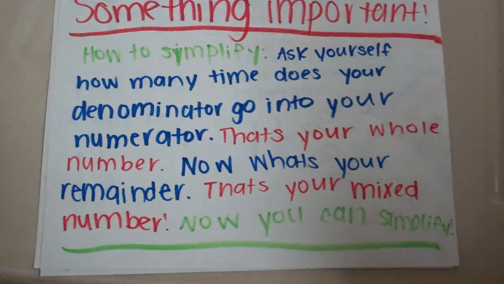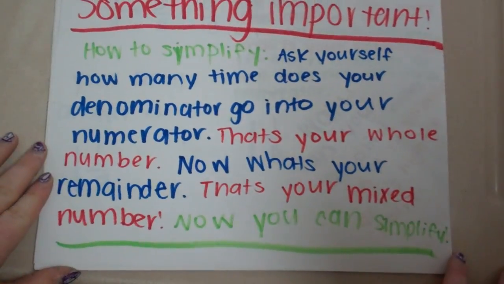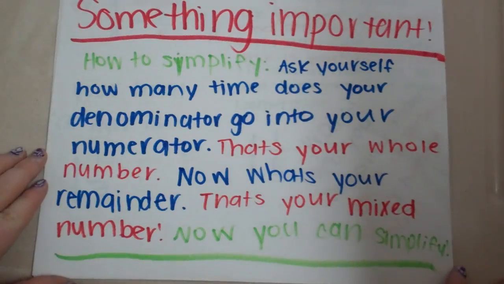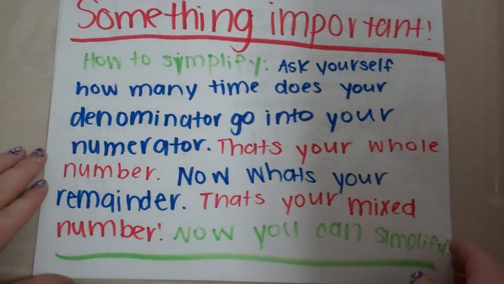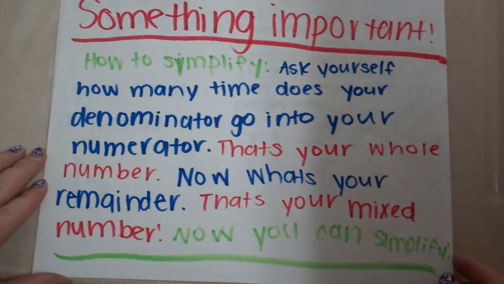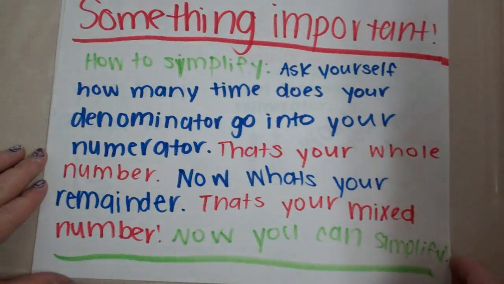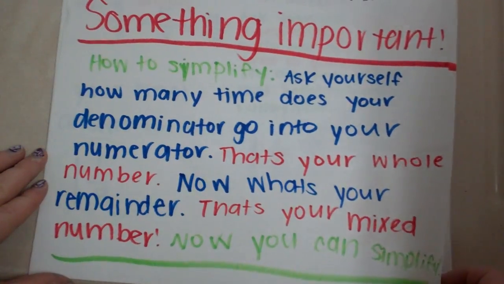Here's something important. How to simplify. Ask yourself how many times does our denominator go into your numerator? That will be your whole number. Now ask, what is your remainder? Once you find that, put your remainder as your new numerator. Keep the same denominator. Put your whole number first. That's your mixed number. Now you can simplify.